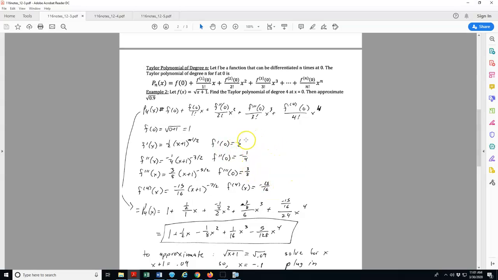find those values. So I got 1/2, negative 1/4, 3 over 8 and negative 15 over 16, getting up to my fourth derivative at 0. And then I plugged those in.